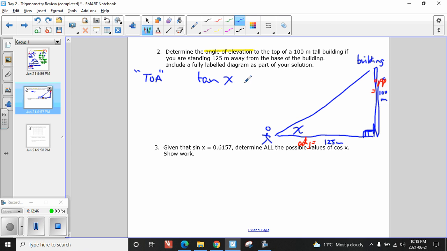I don't actually know the angle, so I have to leave an x in my formula. But the ratio is opposite, which is 100, over adjacent, which is 125. 100 over 125 is 0.8. And then I want x by itself, so I have to get rid of tan. Tan inverse is the way to do that. So I can do the tan inverse to the left and the tan disappears. I do tan inverse to the right and I need a calculator. And my answer there is approximately 39 degrees.